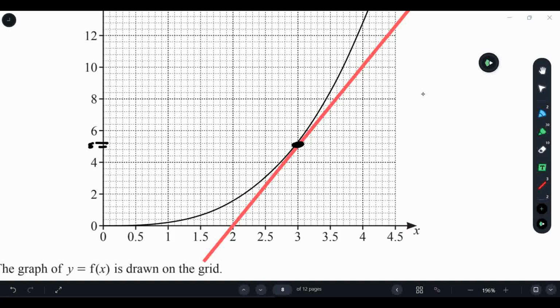One box will represent 0.2, so this should be 5.25. Okay, the x coordinate is 3 and the y coordinate is 5.25, to be more precise. Now here the other point, the x coordinate is 2 and y coordinate is 0.